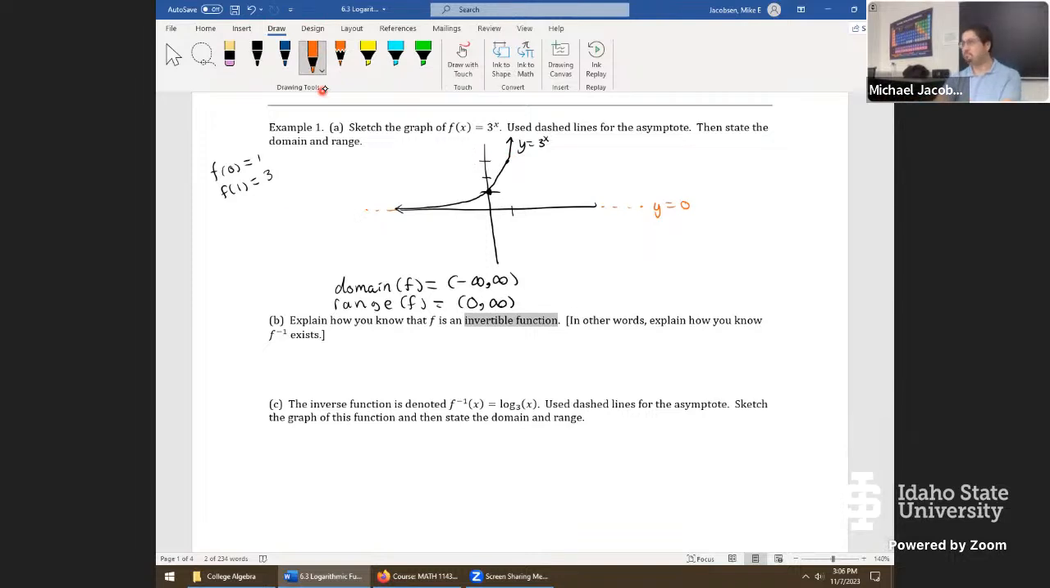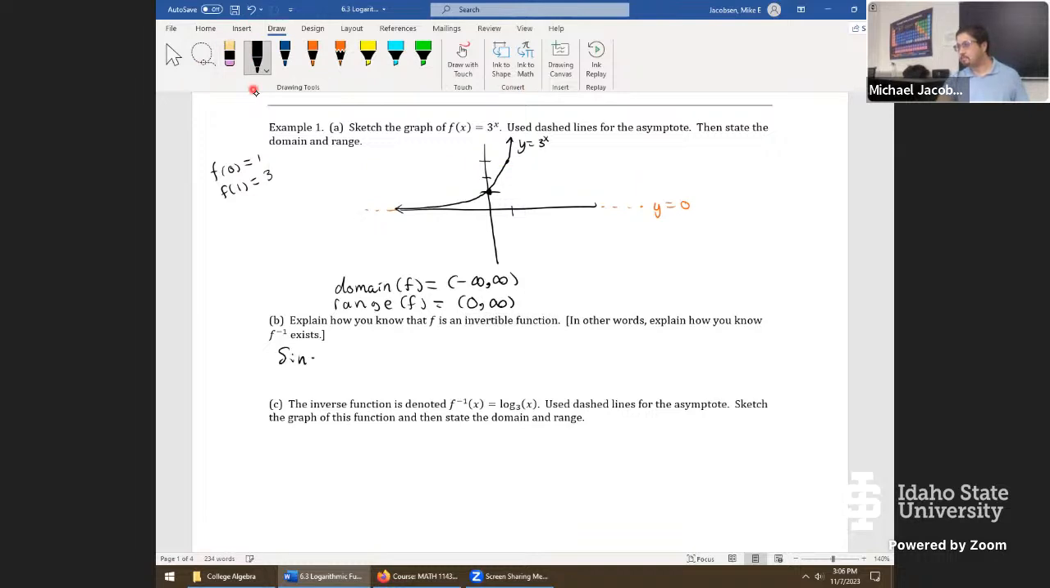I'll delete this in a moment, but yeah, this would pass a horizontal line test fantastically. Every horizontal line above y equals 0 intersects exactly once, and there's no possibility to get a second intersection. So let's just say that's right down below.